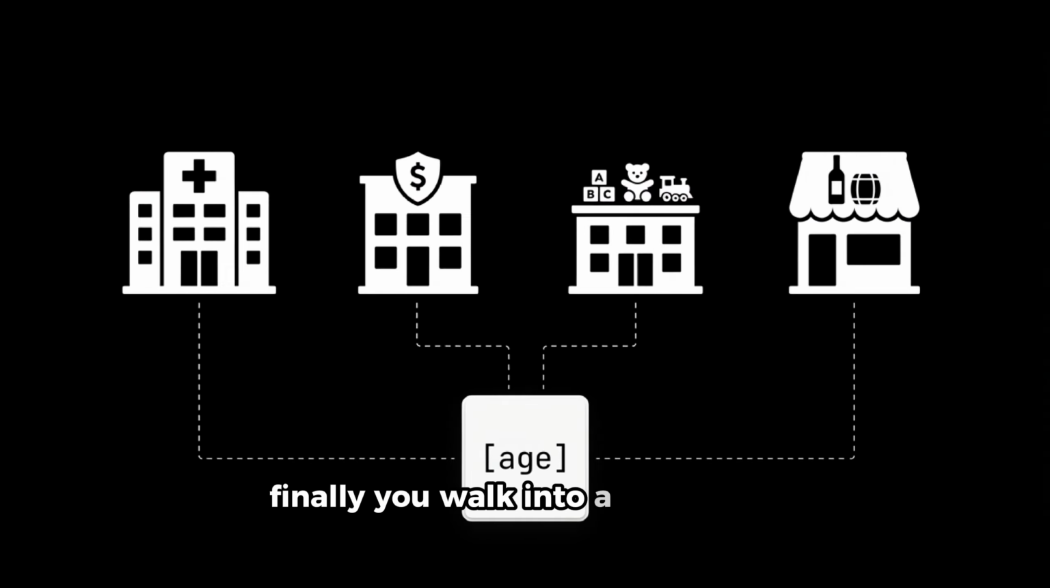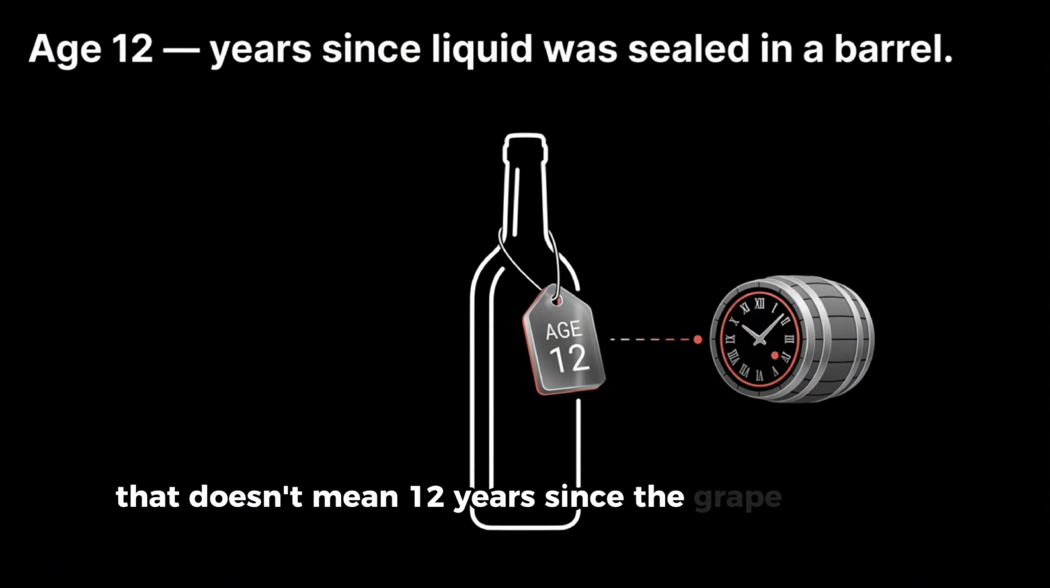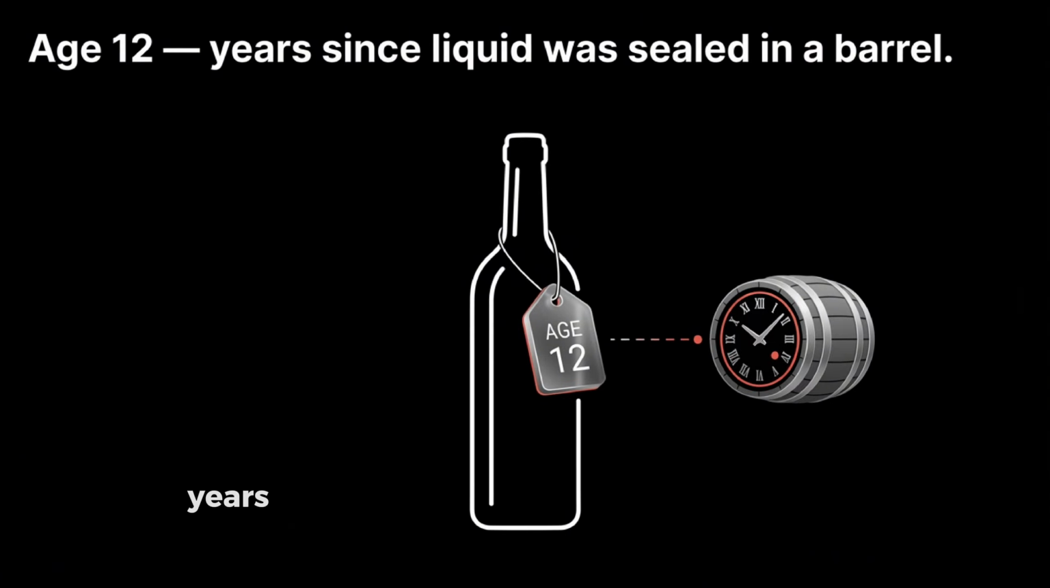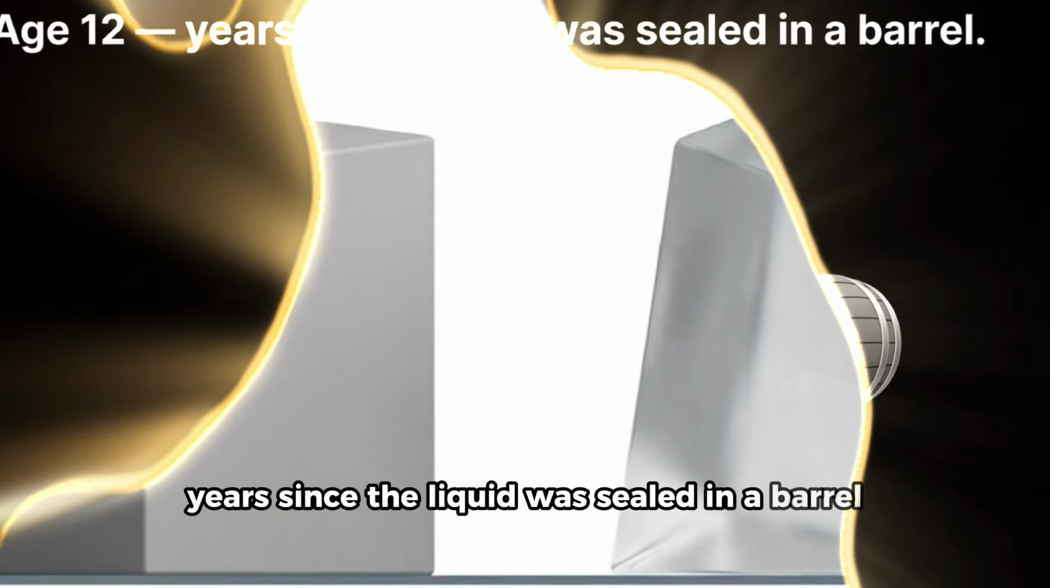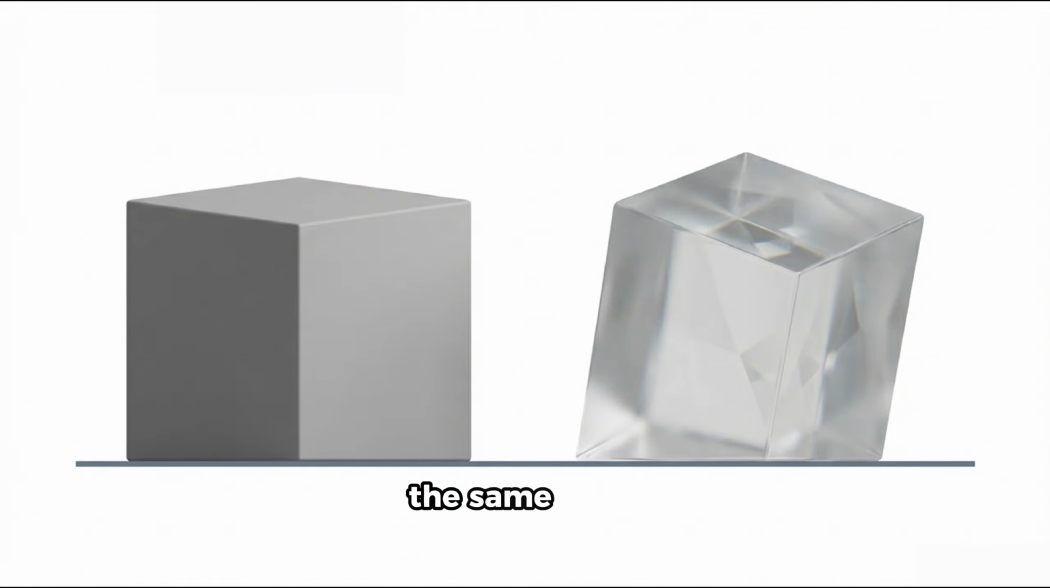Finally, you walk into a wine shop. The label on a bottle says, age 12. That doesn't mean 12 years since the grape was born. It means 12 years since the liquid was sealed in a barrel. A different starting point, a different definition, the same word.